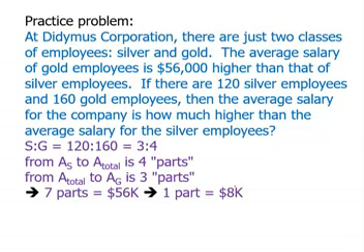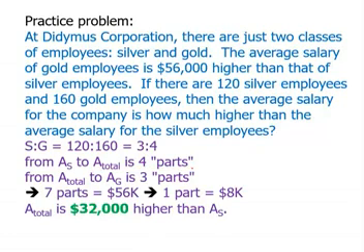Well, now we know how big a part is on the distances. Well, from the silver to the gold is 4 of those parts. Well, what is 4 times 8,000? That's 32,000. So the total average for the company is $32,000 higher than the average for silver.